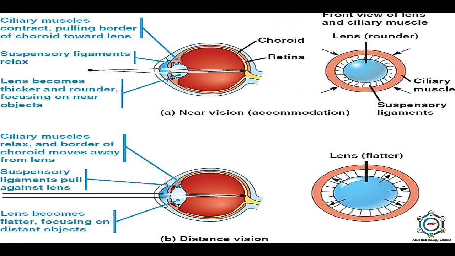Now in the picture, you can see near vision. In case of near vision, the ciliary muscles are contracted, the suspensory ligament is relaxed, the lens becomes thick and refraction is increased. While in case of distant vision, the ciliary muscle is relaxed, the suspensory ligaments are under maximum tension, the lens becomes thin and refraction is decreased.